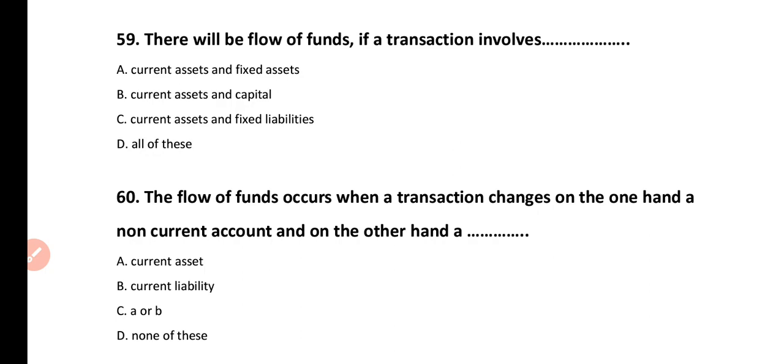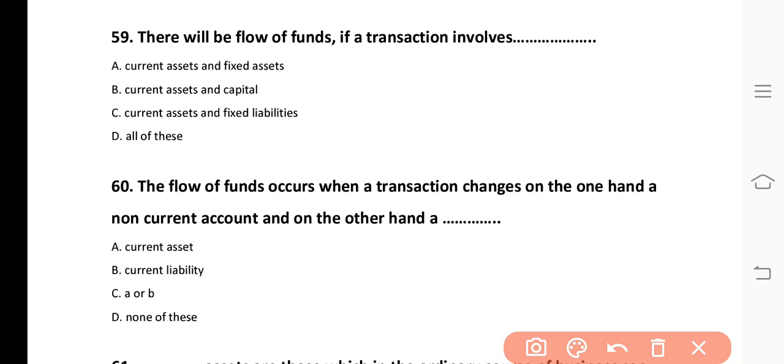MCQs number 59. There will be flow of funds if a transaction involves current assets and fixed assets, current assets and capital, current assets and fixed liabilities, all of these. So our correct option is all of these. When the transaction involves current assets and fixed assets, current assets and capital, and current assets and fixed liabilities, all are known as flow of funds. So the correct option is option D, all of these.